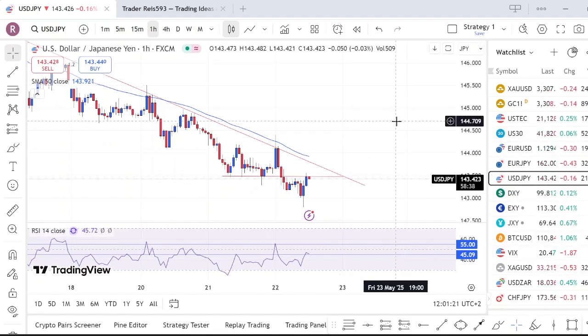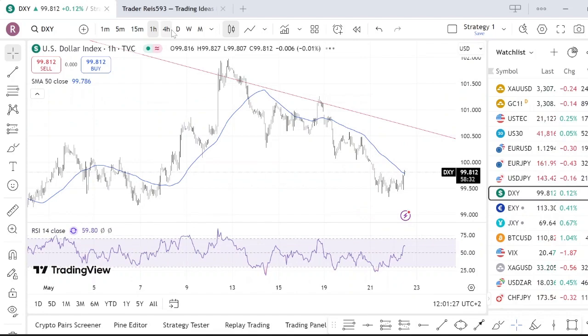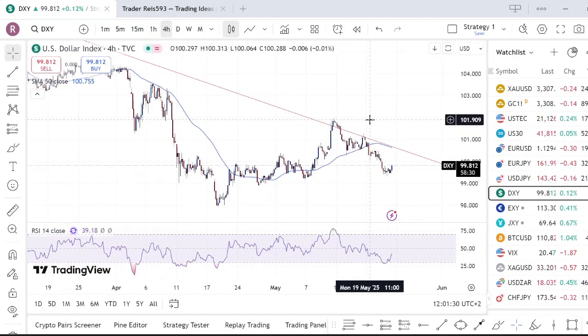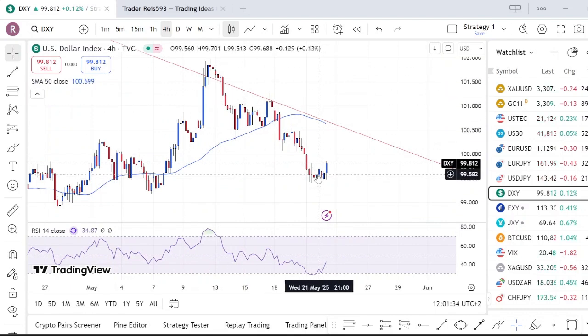So that's very much the analysis of the main pairs. Let's just take a look at the DXY. So DXY, we are very much bearish on this move. As I mentioned, the markets were retracing, and then we have downside potential for the dollar now. We're trading below the 50 SMA, and we are in the bearish region of the RSI. I am expecting further downside movements.